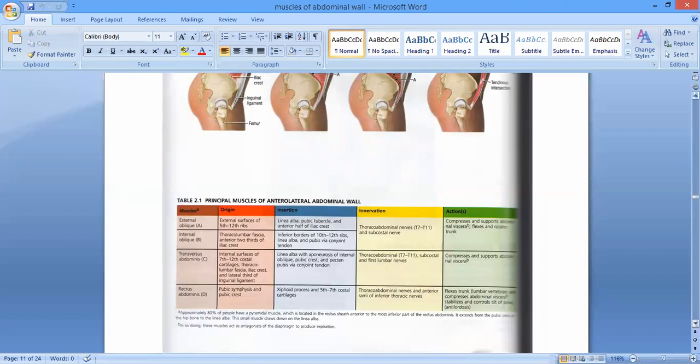I told you one more specific feature of this. What did I tell you? I just told you with the internal oblique. Are you sleeping? Its lower free fibers, along with the internal oblique, form what? They form the conjoint tendon. What happened? Are you all sleeping? 80 people, all of them sleeping. Why are you not responding?